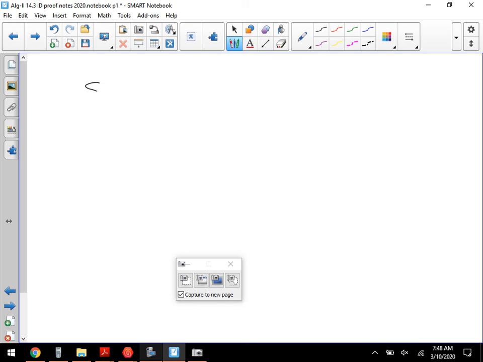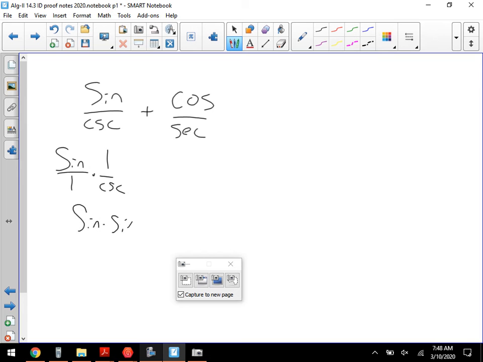Alright, so this one you have sine over cosecant plus cosine over secant. Well, normally you would sit there and think you had common denominators, but I noticed right away that these guys are reciprocals. Okay? So if I rewrite this, that's sine over 1 times 1 over cosecant, which is sine times sine, which is sine squared. Cosine secant, same pattern, different letters. You get sine squared plus cosine squared, otherwise known as 1.